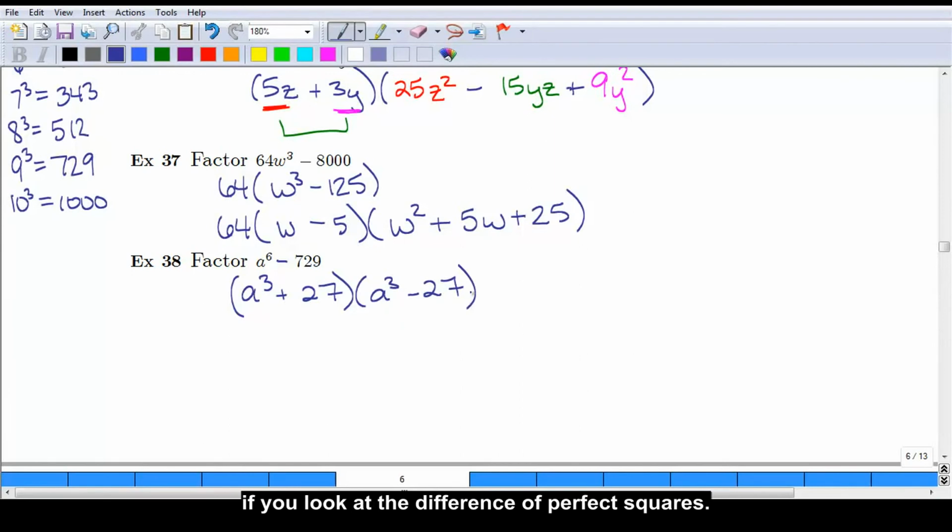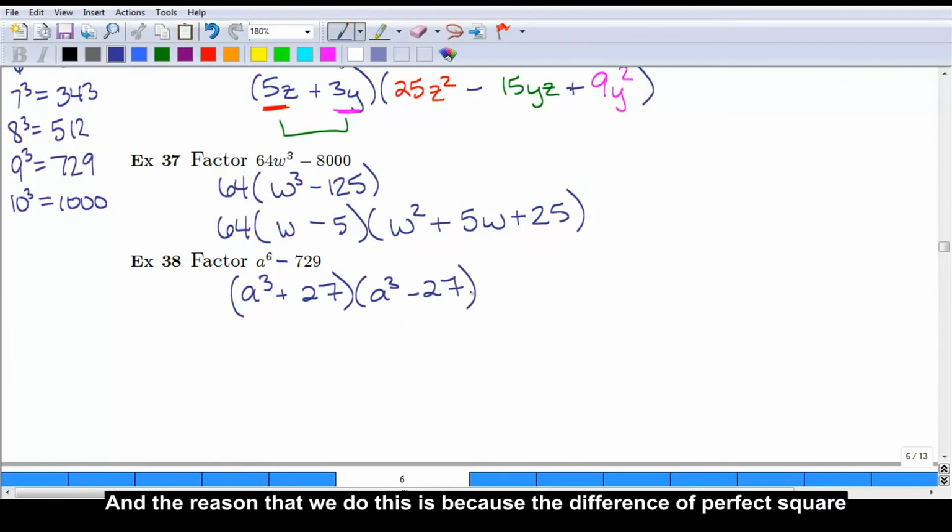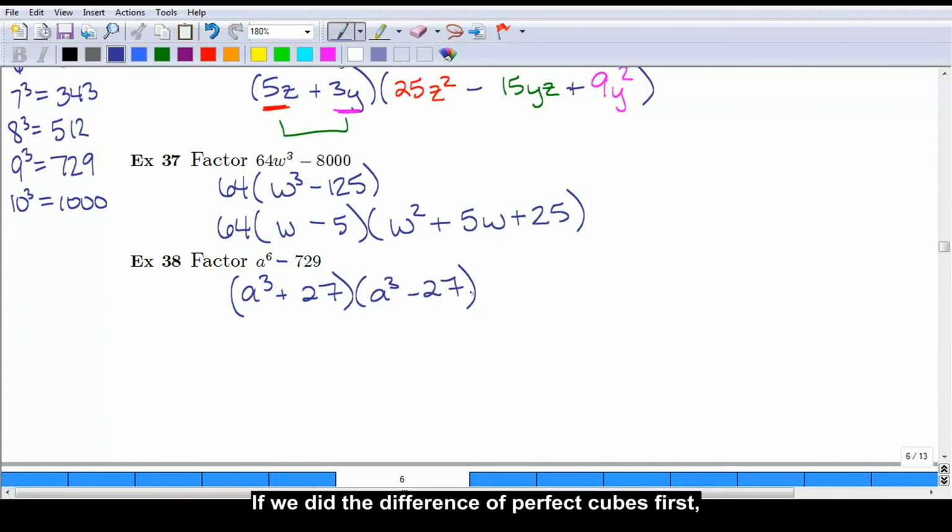The reason that we do this is because the difference of perfect squares ends up with a sum of perfect cubes and a difference of perfect cubes. If we did the difference of perfect cubes first, then we would end up with a term like this that is a lot more difficult to factor.